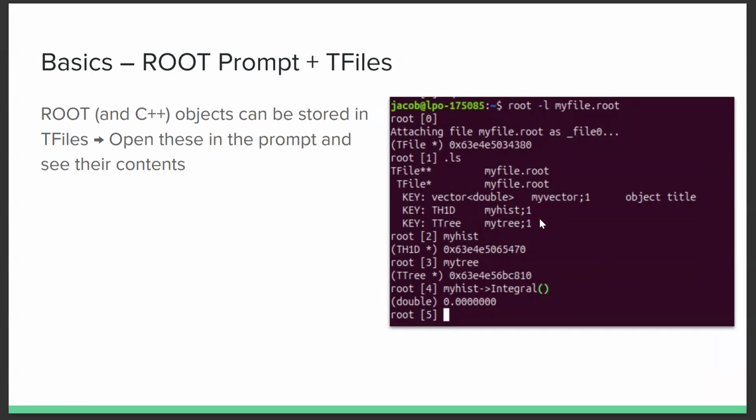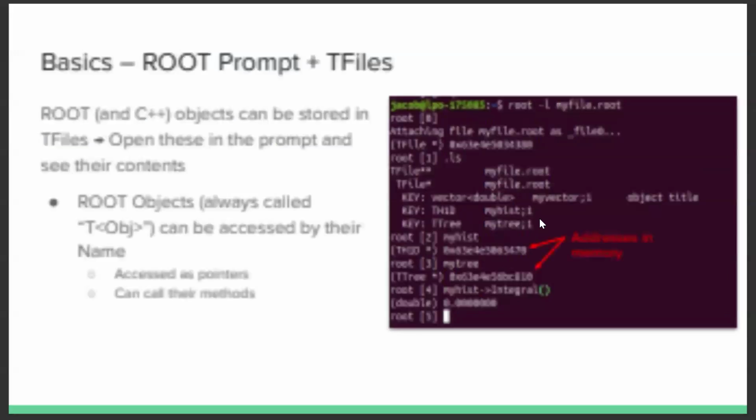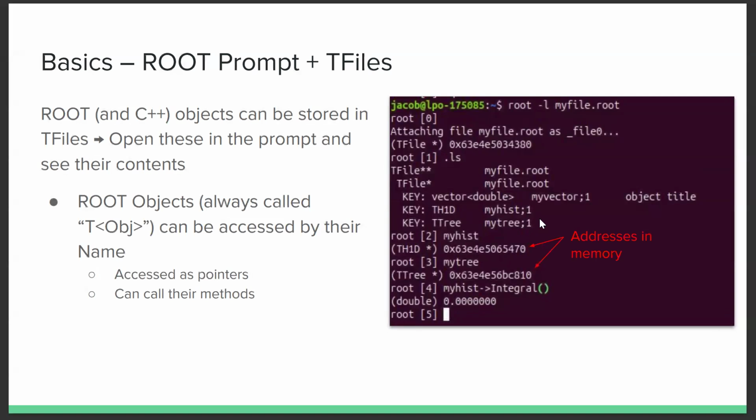So moving on from there, there's an important concept, and we'll go into this more deeply later, called TFiles. These are the persistent objects within ROOT. ROOT and C++ objects can be stored within TFiles that you can then read out later. You can open these simply with the prompt by typing root and then the name of the file you're interested in, and you can see their contents. The ROOT objects, which are always called T-something, can be accessed directly by their name.